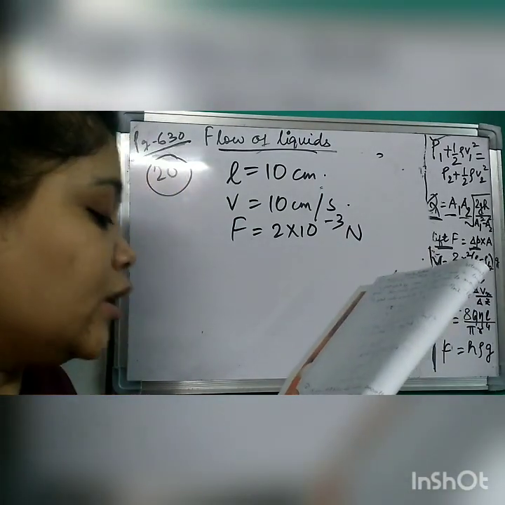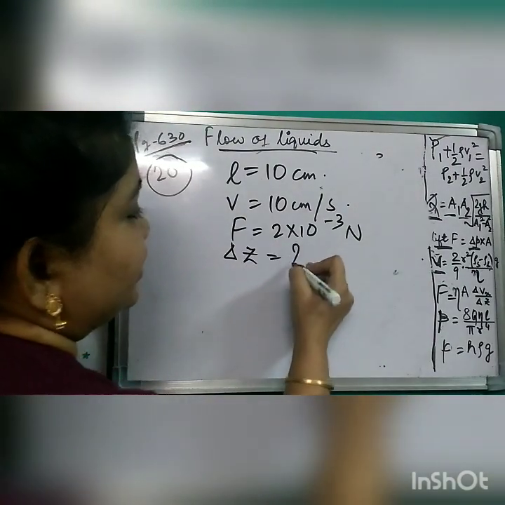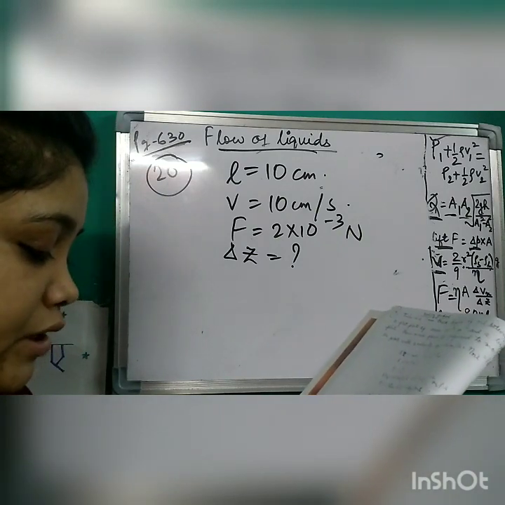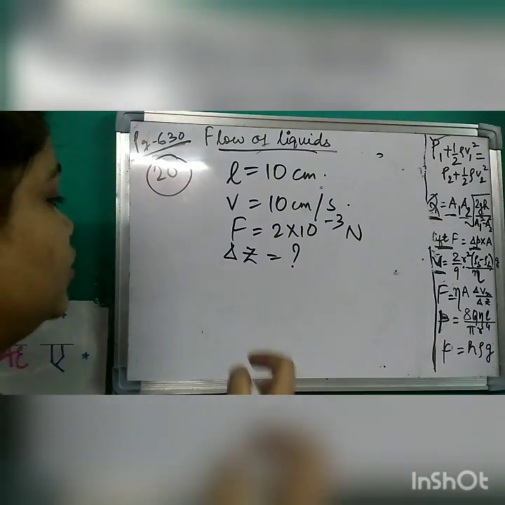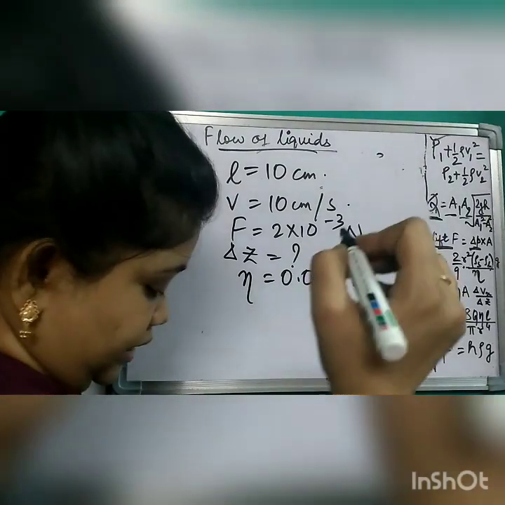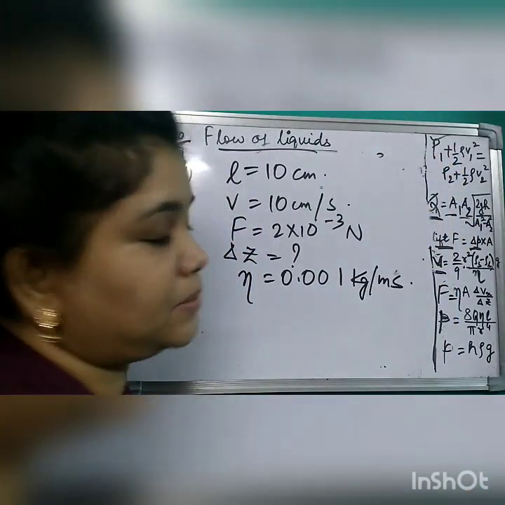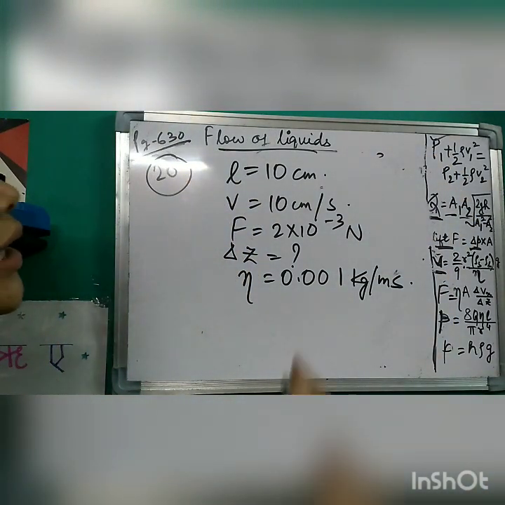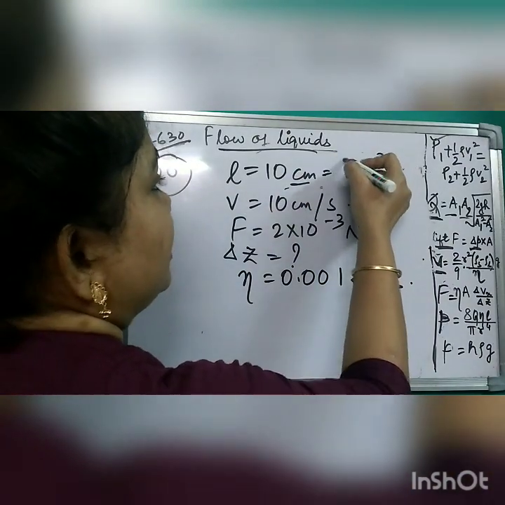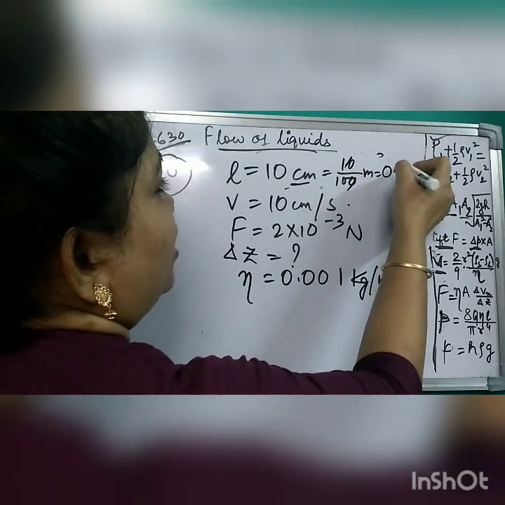Calculate the perpendicular distance. That means delta Z you have to calculate. What else is given between the plates? Eta. As it is water, it is 0.001 kg per meter per second. So here let us first convert L from centimeter into meter. That means 10 by 100 meter, which is 0.1 meter.